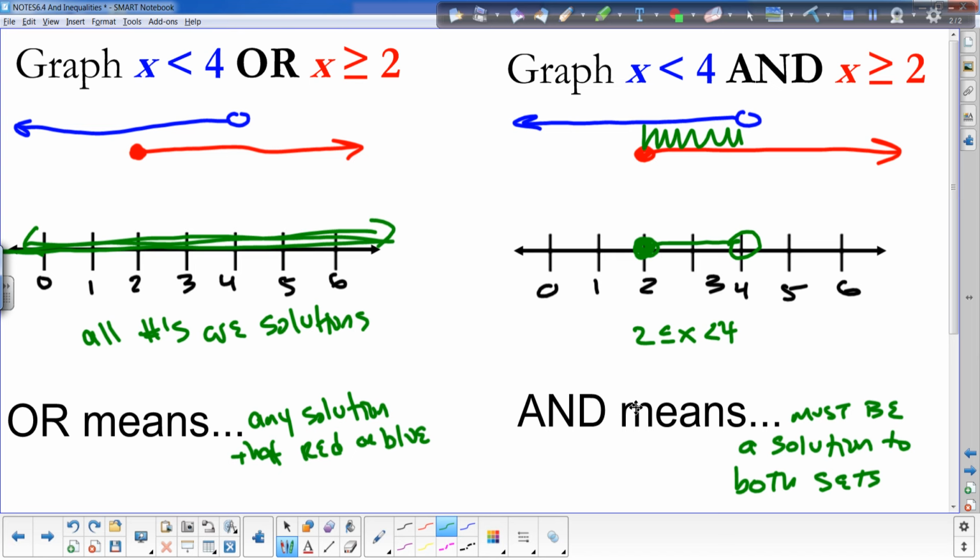So you can see the difference between an "and" and an "or." Or means as long as it's in one set, it's a solution. It doesn't have to be in both. And says it has to be in both to be a solution. That's the difference between the two words.